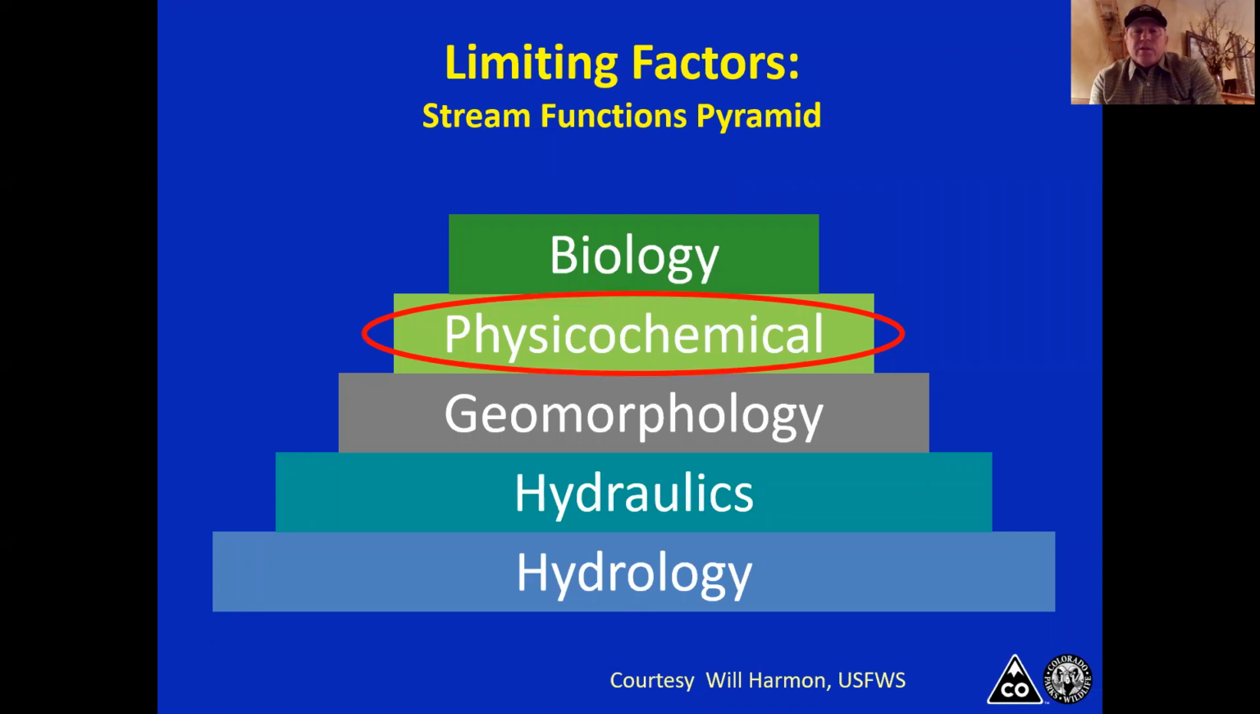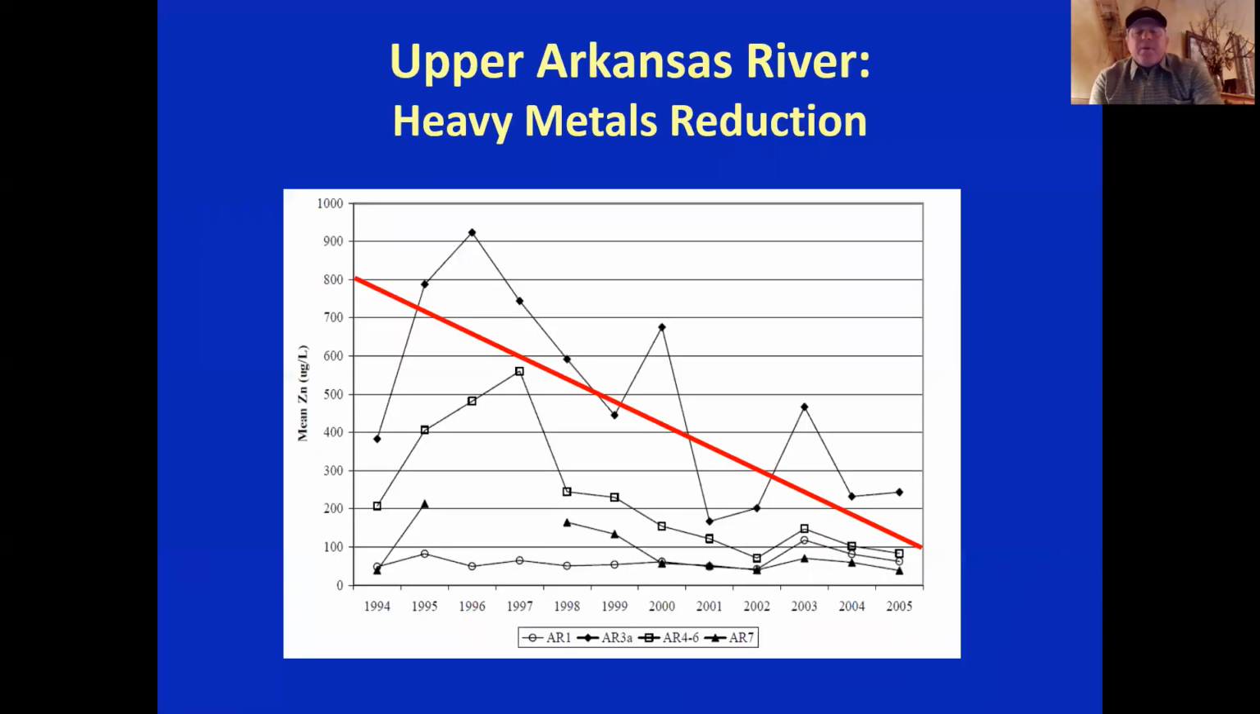So physical chemicals, another aspect I want to touch on briefly. In the upper Arkansas River, we had a legacy of gold mining and toxic metals. This is showing the mean zinc concentration, and zinc is a very highly toxic metal to trout and salmonids. You can see this trend line shows that there's been a pretty significant decline in zinc from 1994 to 2005.